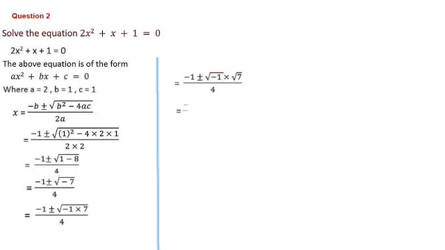Root minus 1, it's an imaginary number iota, that we will put as i. So i into root 7, we can write it as root 7i. Just we can change the order. So minus 1 plus or minus root 7i divided by 4. This is the solution.